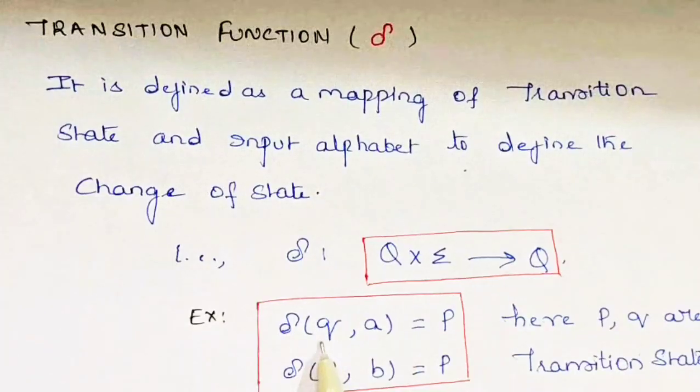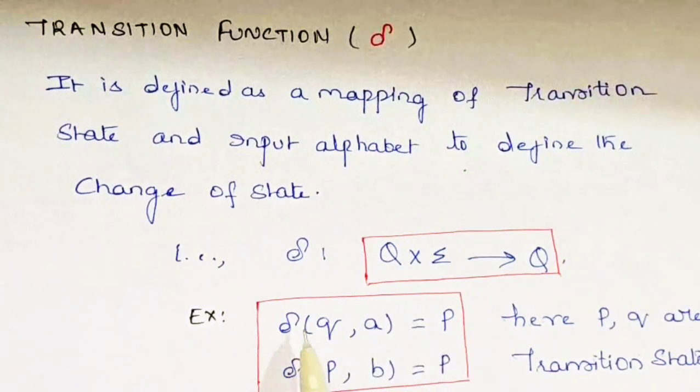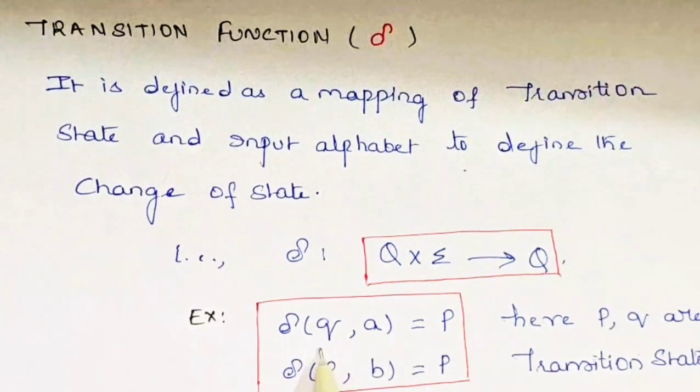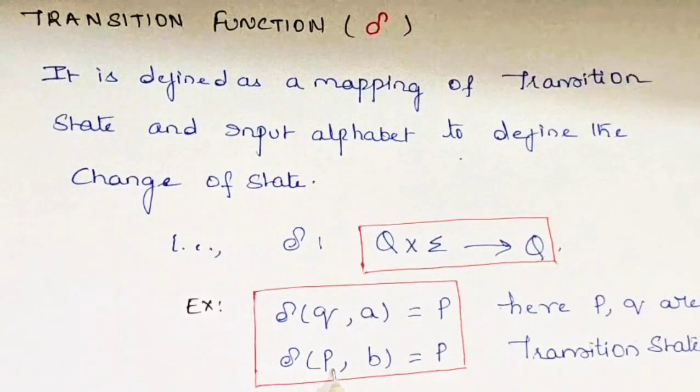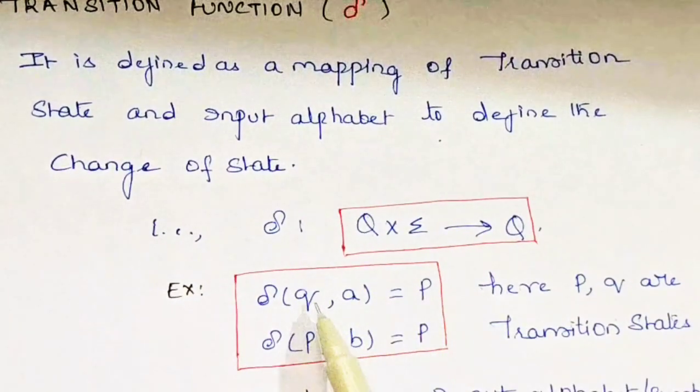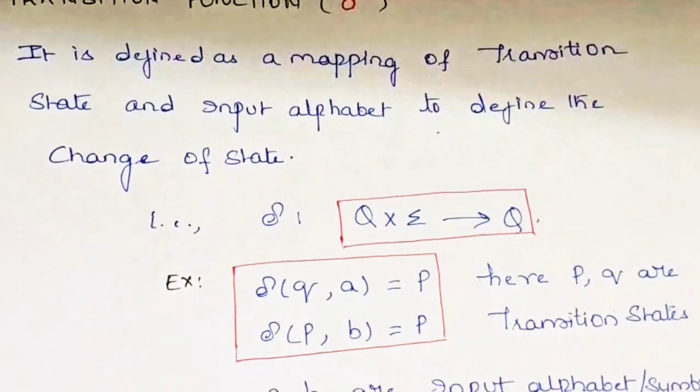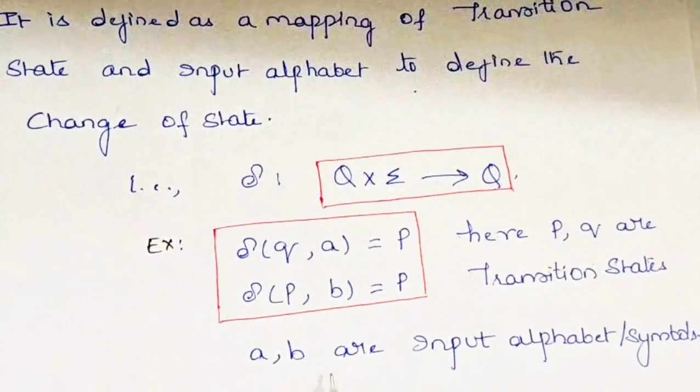Consider the examples of transition function denoted by delta. Delta Q on input A is equal to P. It means that the finite automata from the transition state Q upon reading an input symbol A will change its state to P. Delta P comma B is equal to P. It means that the finite automata from the transition state P upon reading an input symbol B will remain in the same state P. Here P comma Q are the transition states, whereas A comma B are input symbols.